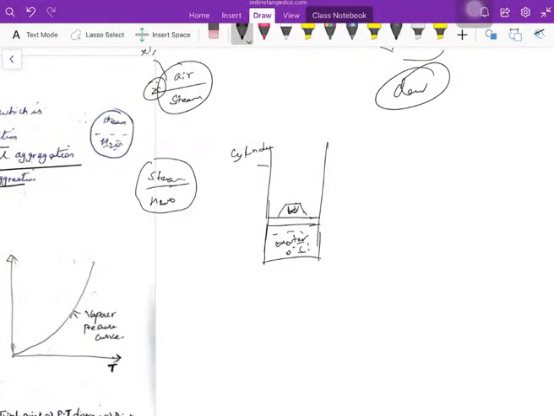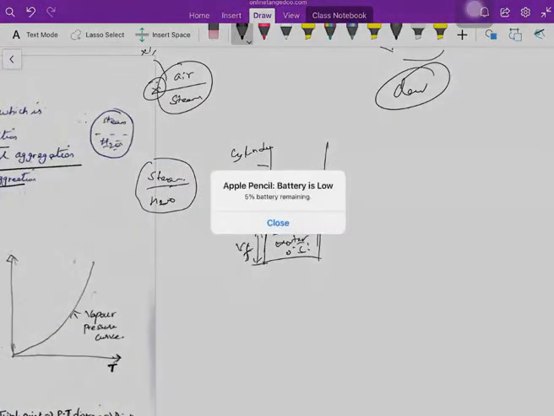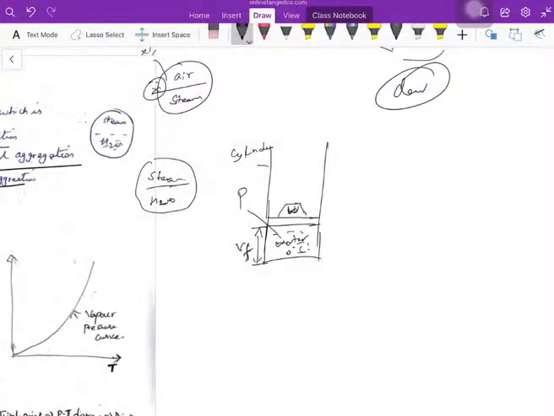Now this is the initial volume of the water. Since the weight is compressing the water, this water will be having some pressure. It will be having some pressure P. You got it right? Now I'm heating this water.